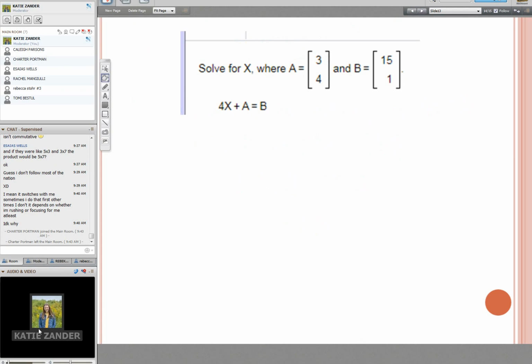The last thing, and this one's really, really quick, it does say to solve for x where a equals 3, 4 and b equals 15, 1. So what we would do there is we would just set up 2 different equations to help us solve for this unknown matrix. So this x is an unknown matrix, and it looks like it's a 2 by 1. So there's 2 elements that we've got to find for this matrix X right here.